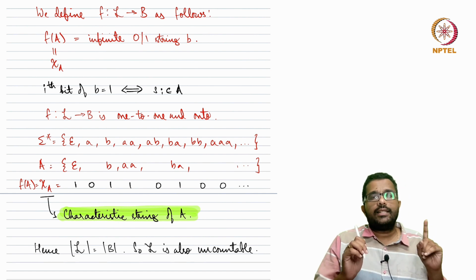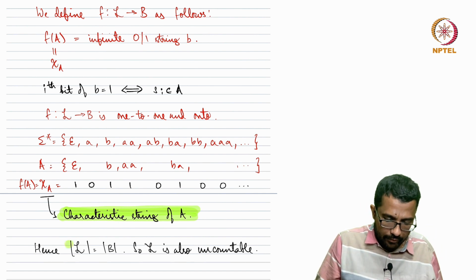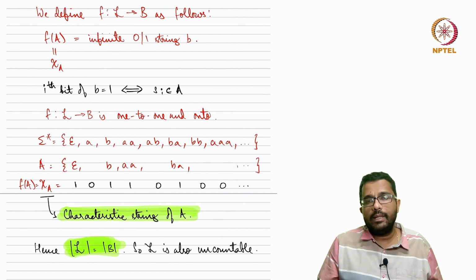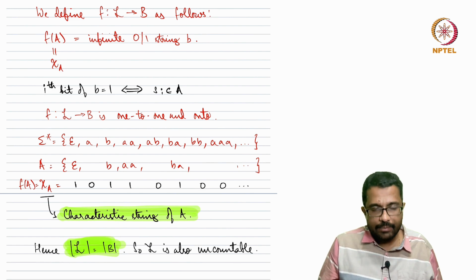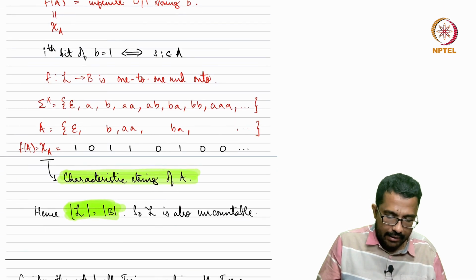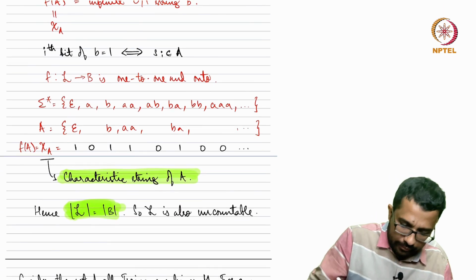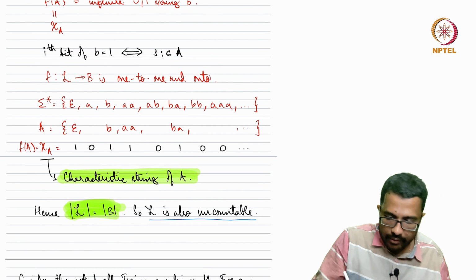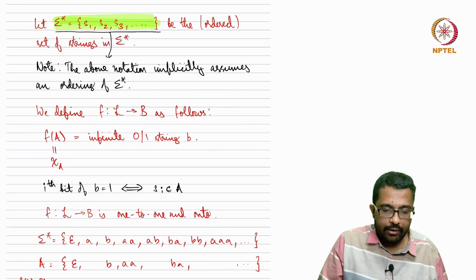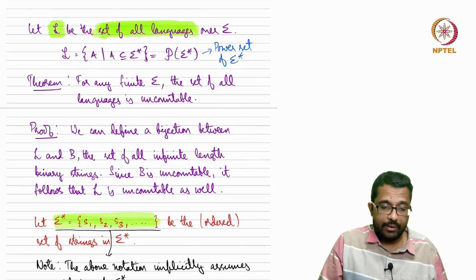This means the size of L, which is the set of all languages, and the size of B, which is the set of all infinite binary strings, is the same. Since we have already seen that B is uncountable, this implies that L is also uncountable. Right? So that's the proof that the set of all languages is uncountable.